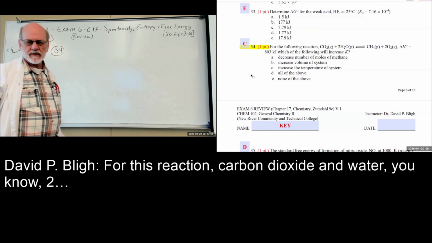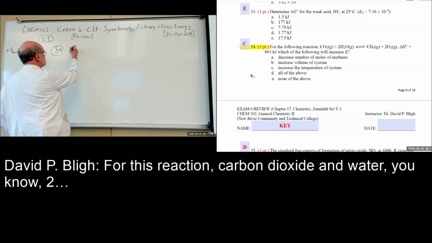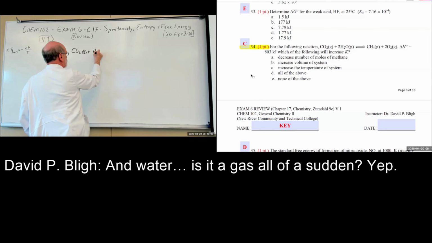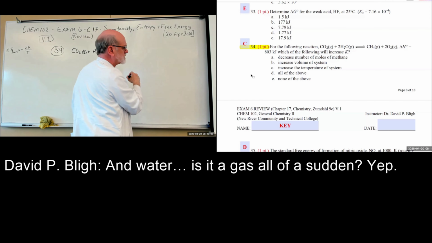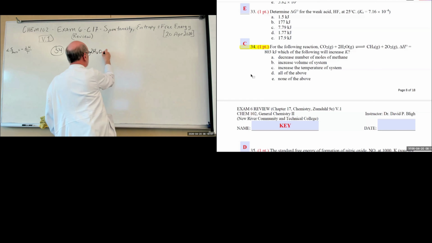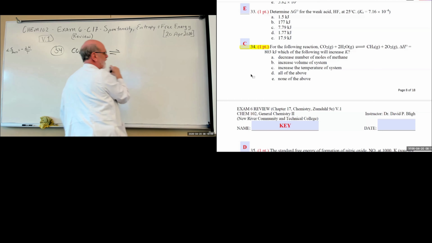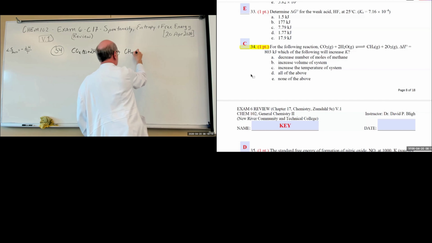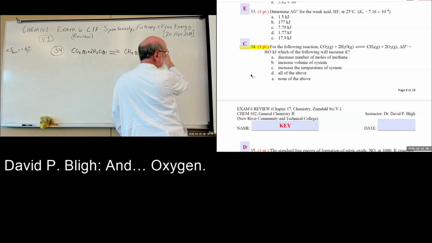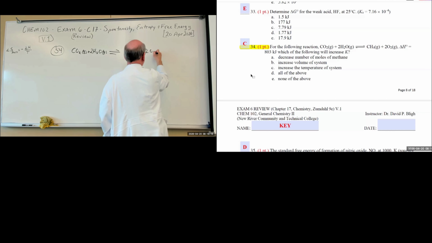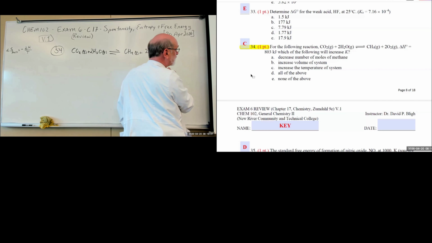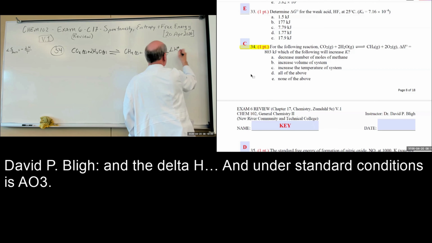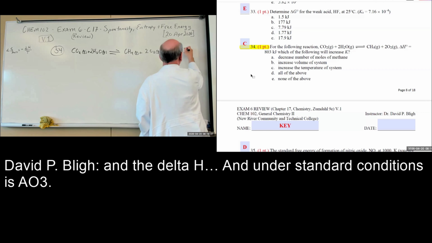For this reaction, carbon dioxide and water, CO2, and water, is it a gas also? Yeah. And methane produces methane and oxygen. And the delta H under standard conditions is 803.